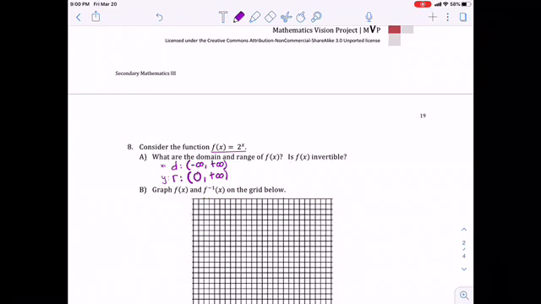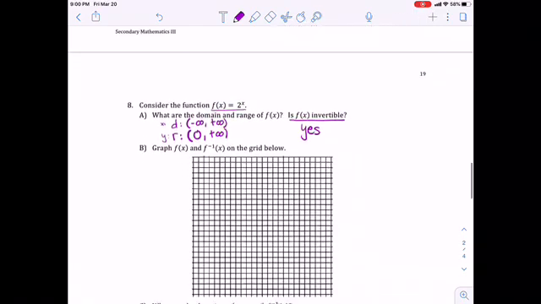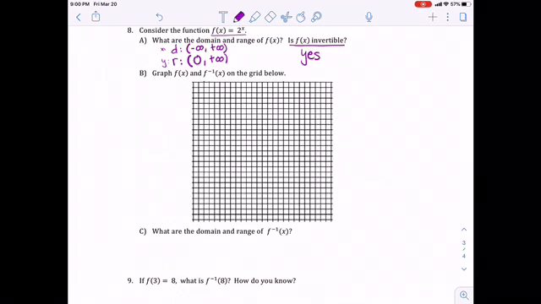My second question is, is f of x invertible? And the answer to that is yes, it is. And in fact, we're going to be graphing that inverse here in just a moment. So question B says to graph f of x and f inverse of x on the grid below.